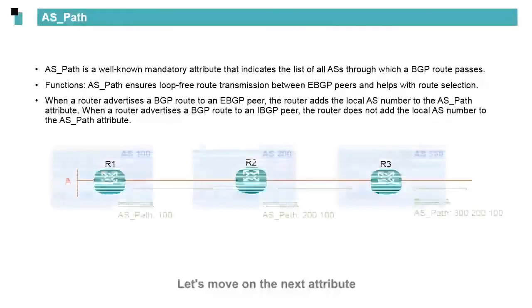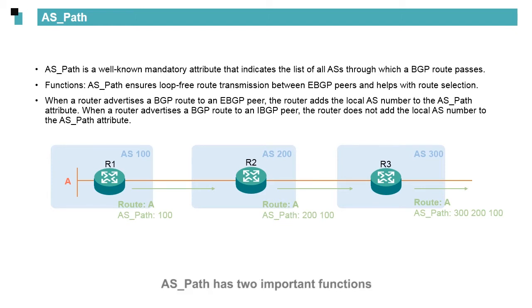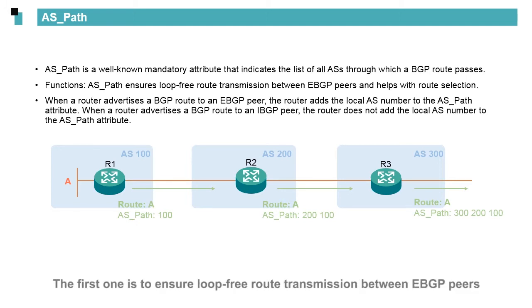Let's move on to the next attribute, AS path. AS path indicates the list of all ASs through which a BGP route passes. AS path has two important functions. The first one is to ensure loop-free route transmission between eBGP peers, and the other function is to help with route selection. When the router advertises a BGP route to an eBGP peer, the router adds the local AS number to the AS path attribute.